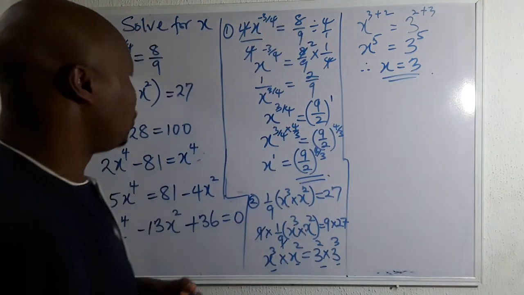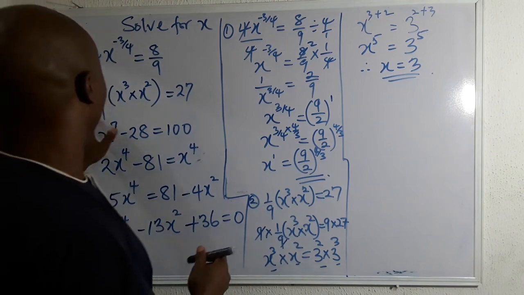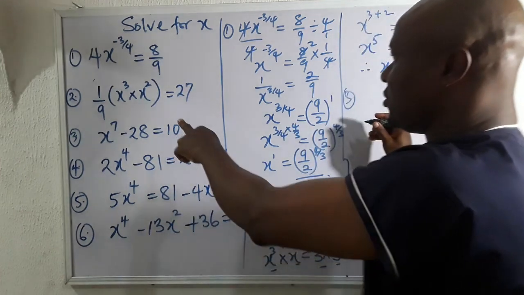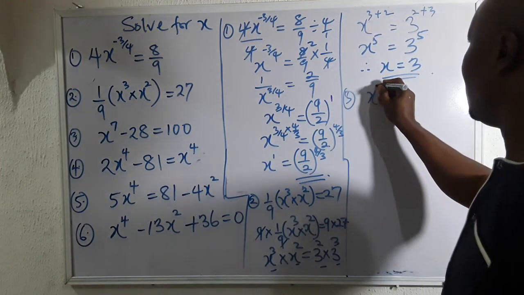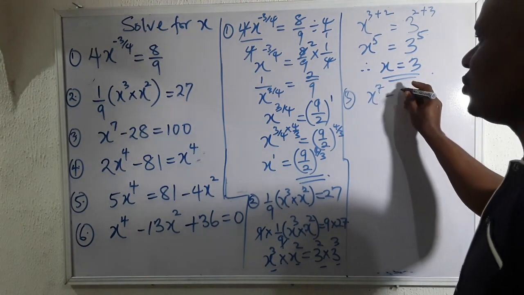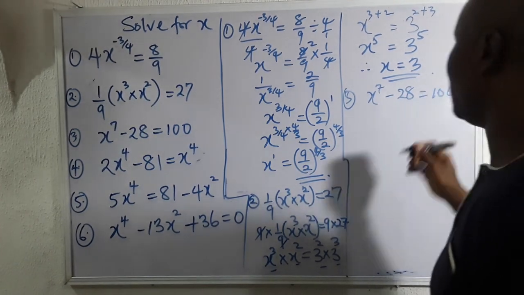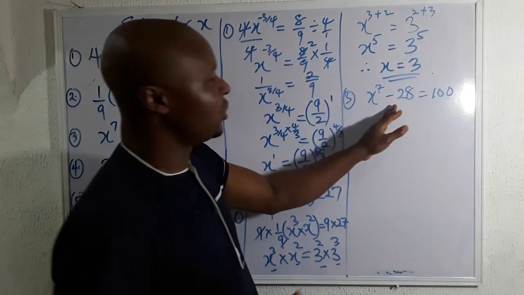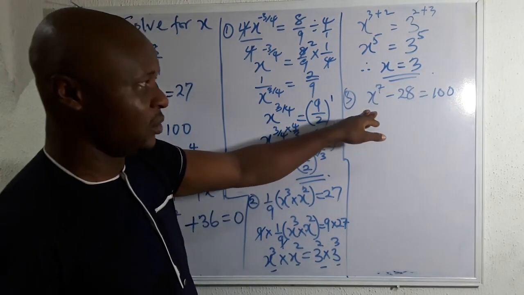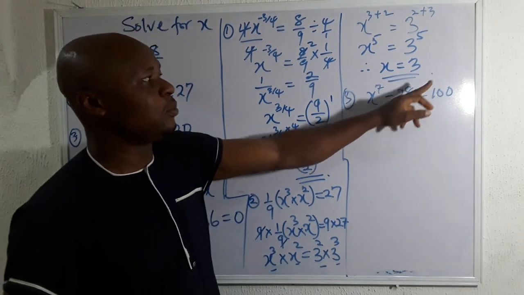Okay, so then let's look at question number 3. Number 3 says x raised to power 7 minus 28 is equal to 100. So we move all the constants to the right hand side, leaving the variable x on the left hand side. When minus 28 crosses the equality sign, it becomes plus 28.